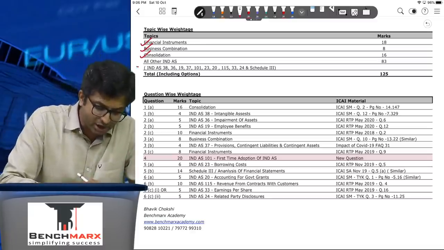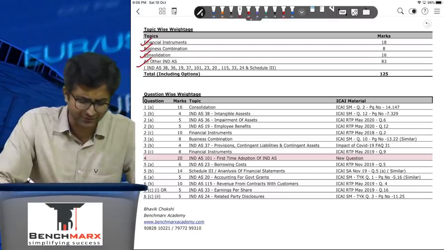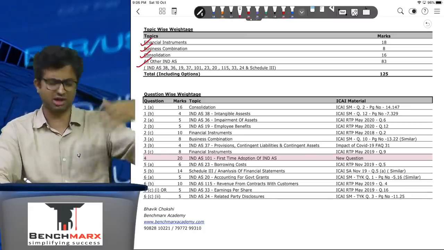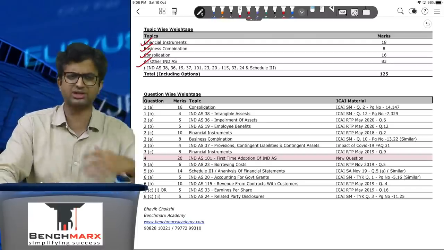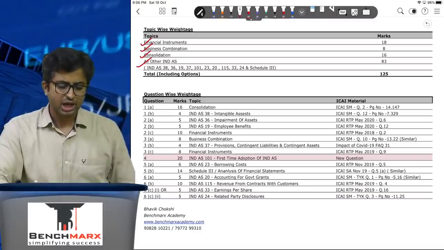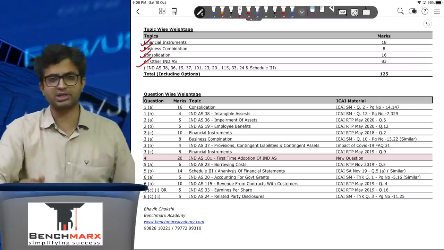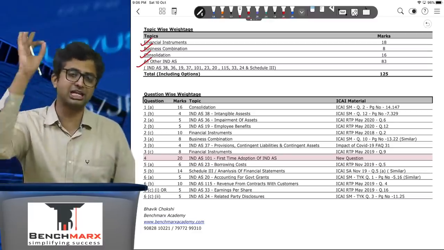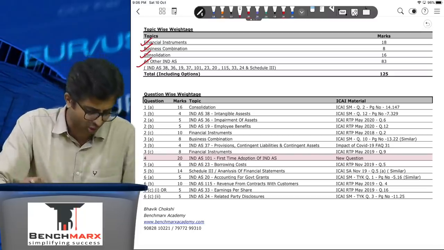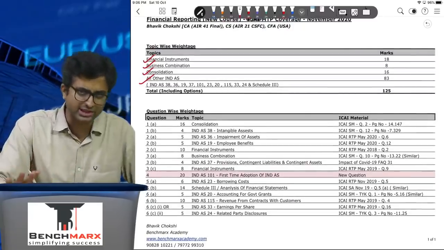And then you have all the other areas: intangibles, impairment, employee benefit, provisions and contingencies, revenue recognition, transitionary standards, EPS, all of these getting covered over here. And there was 1 question on schedule 3, which is very similar to a question that we just recently discussed in our video, and it had come in November 2019 suggested answers. We have solved this also on our YouTube channel. So this was your topic wise weightage, broadly as expected.